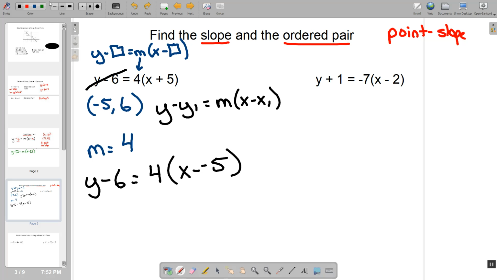So the problem on the left, our ordered pair, we look at the y value right here. So this is +1. We wanted y minus something. That makes our y value -1. And our x value is -2. Well, it's already subtracting, so that makes this +2 right there. Our slope is always the coefficient outside of the parentheses, so it is -7, or we can write -7/1.